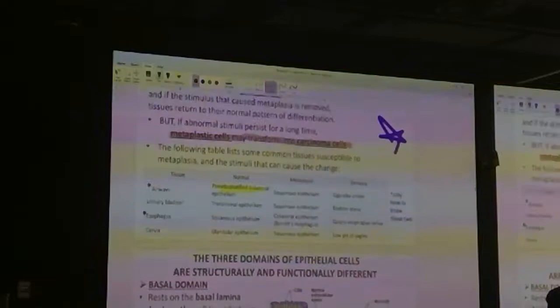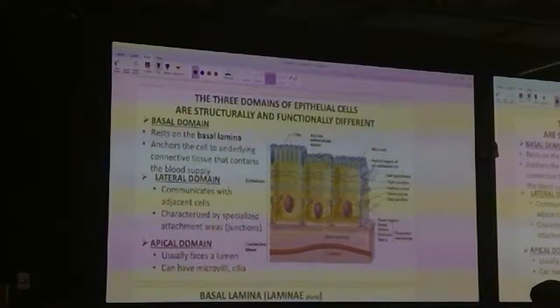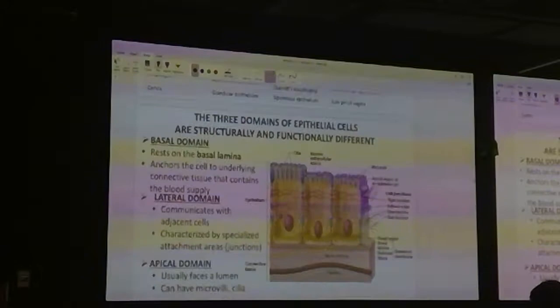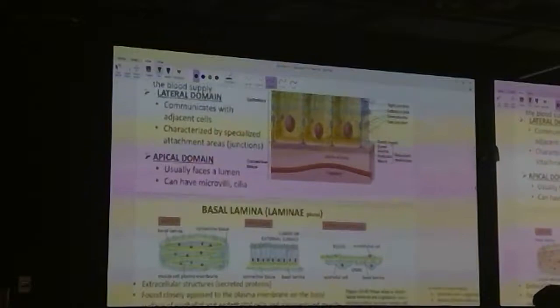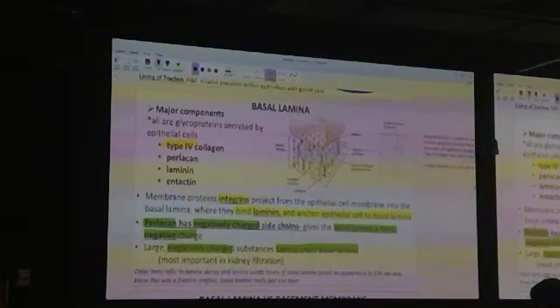Okay. Just know the locations of the layers. Basal is on the basement or the basal layer, lateral is on the lateral layer, apical is the lumen. So just know in general where they are, and then know what the attachment points are that you find in each layer. So the basal lamina connects directly with the extracellular matrix.